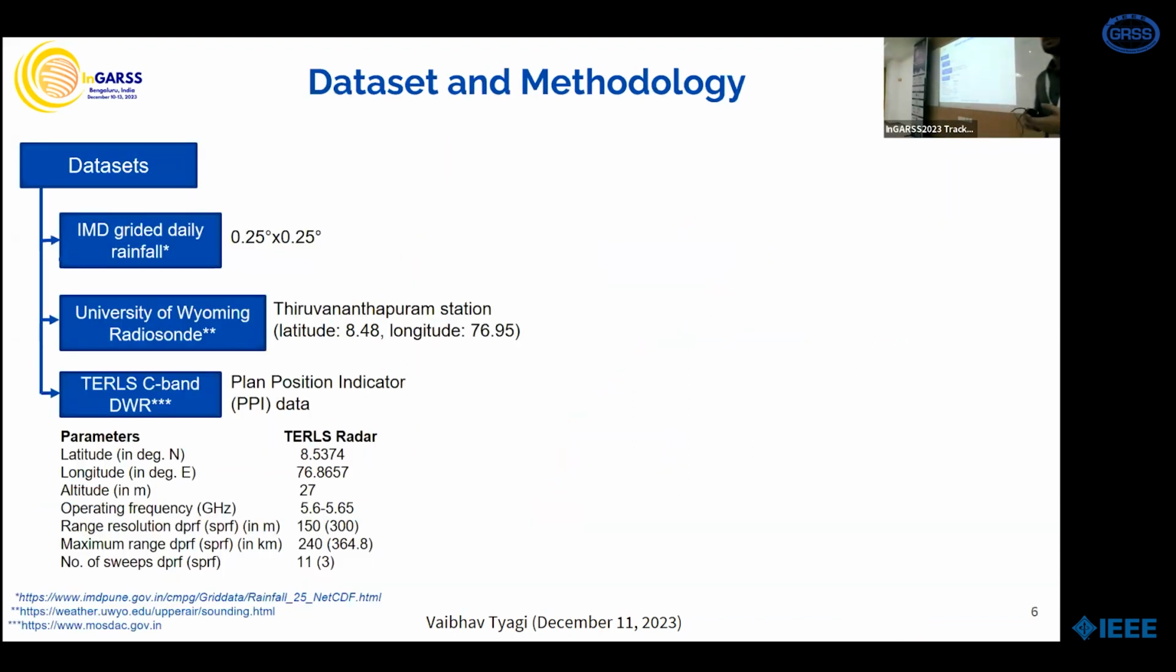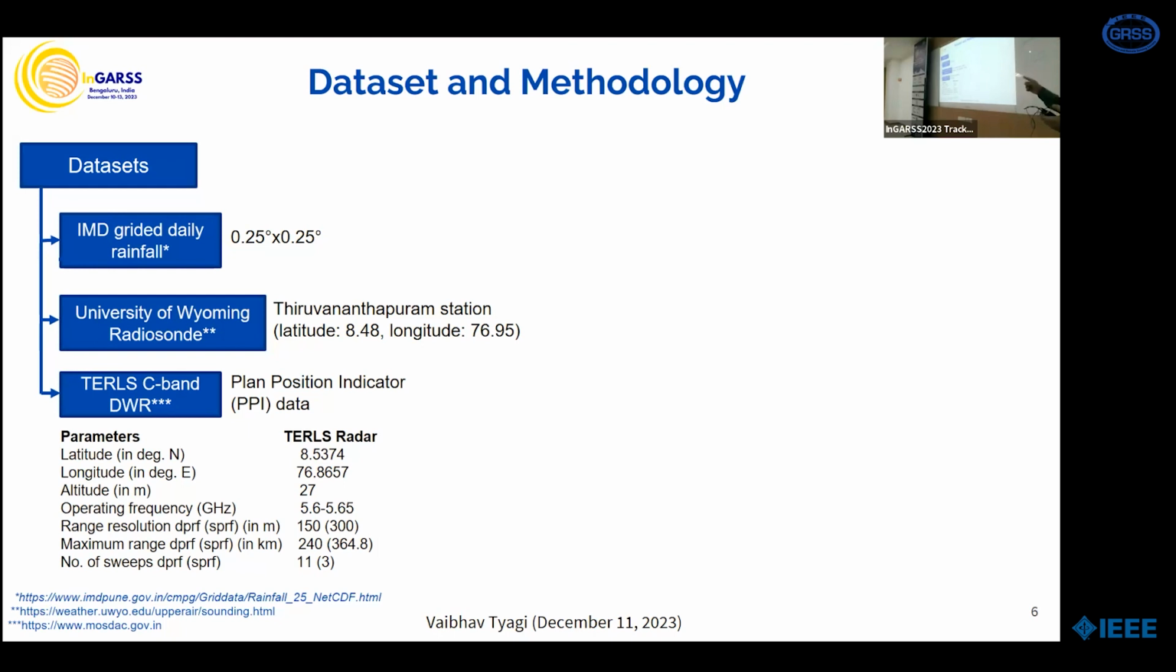In order to briefly describe the data sets that are used, the IMD gridded daily rainfall data at 0.25 degree spatial resolution is used, and the radiosonde observation is taken from the University of Wyoming for the Thiruvananthapuram station, which is nearby the radar location, the nearest site available. And the Thumba Doppler weather radar data is used, in PPI mode. PPI mode basically means that the radar scans concentric circles and the observations are available on a conical surface. And these are the parameters that are listed.